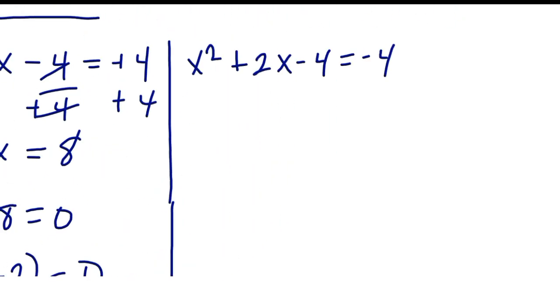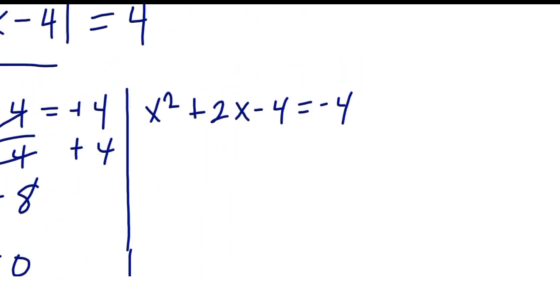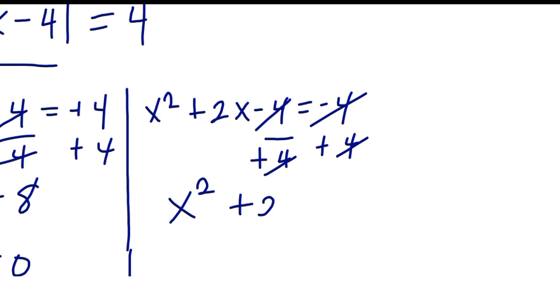Now on the other part, we're going to do the same thing, try to get rid of this minus 4. What do we do? Add positive 4 to both sides of the equation. So this is going to cancel this, and this also is going to cancel this. And when we have negative 4 plus positive 4, that is going to be equal to 0. So this will give us that x squared plus 2x is equal to 0.